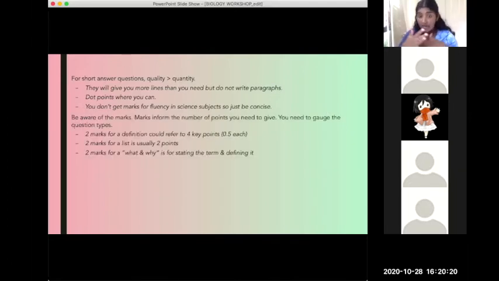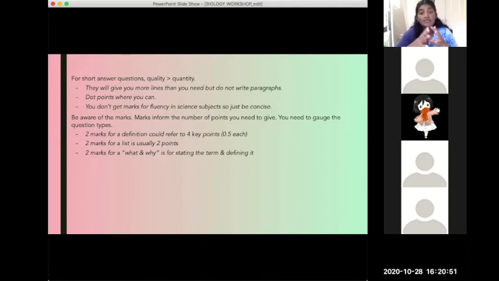Be aware of the marks. Marks can inform you of the number of points that you need to give. Sometimes if they're asking you for examples and there are 2 marks, that could either mean 2 examples or 4 examples. It depends on what it is. If they're asking for an example of a time where, then it's probably 2. But if it's just, what are some controlled variables here, and it's 2 marks, then that could be 0.5 marks each.